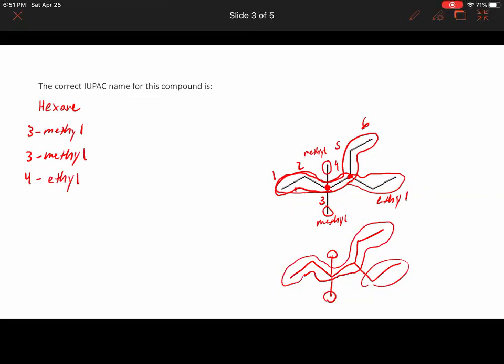And remember, if you have multiple of the same substituents, you use prefixes such as di, tri, tetra. So we have 2 methyls, so you're going to put di in front when you put the name together. Now that we've got a list together, let's name it. So the name of this compound is 4-ethyl-3,3-dimethylhexane.